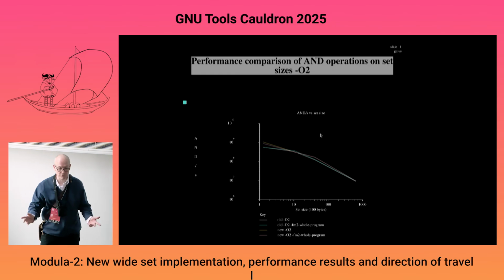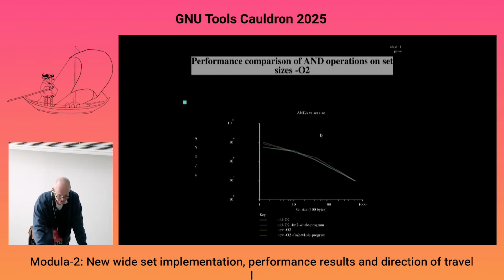Just running through them in sequence. So that was the and. Different optimization settings, O3, O2, didn't actually make a great deal of difference to the pattern.